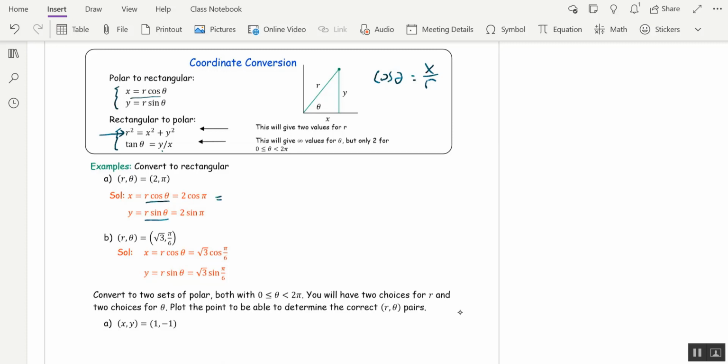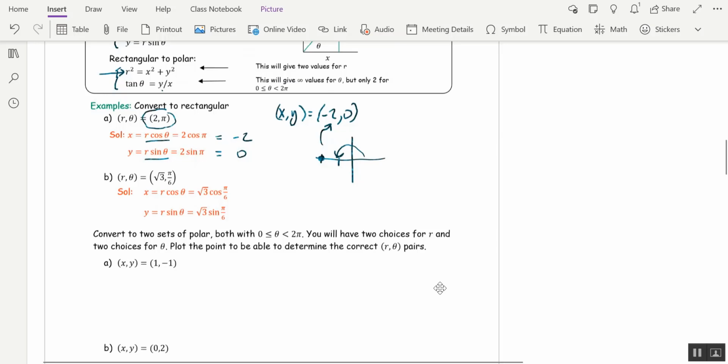And so cosine of pi is -1, so this is -2, and this is 0. And so x comma y is -2, 0. Now, we didn't need equations for that. We could have just gone straight to this point. This says go to the angle pi, which is over here, and go 2 units out, 1, 2. And so there I am at x, y equal -2, 0. So some of these you just don't need equations for, you can just graph.